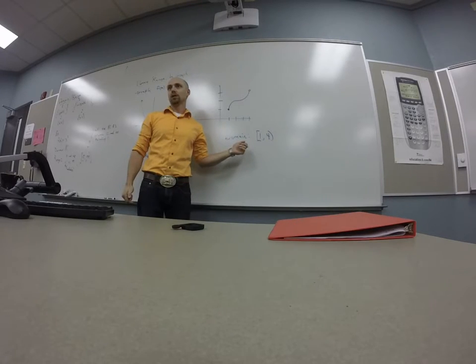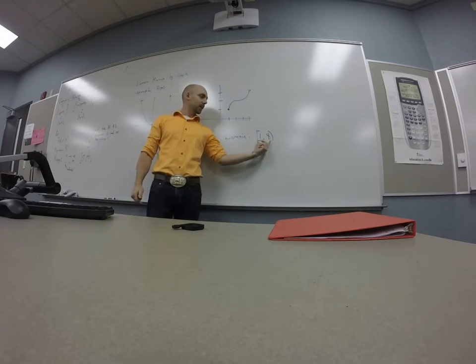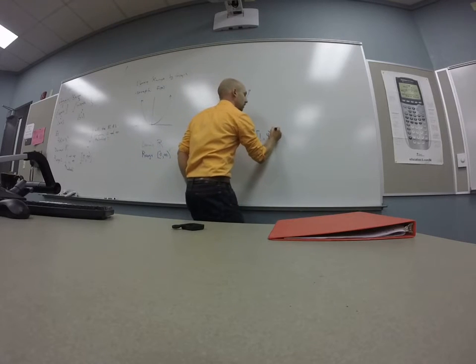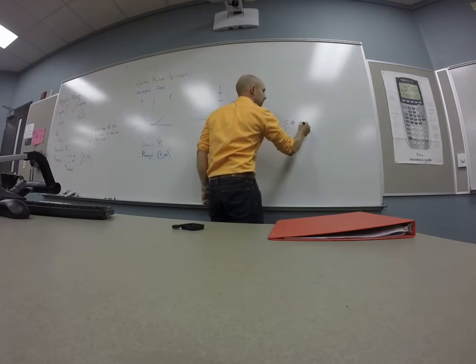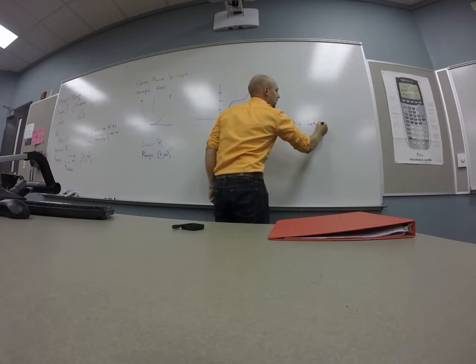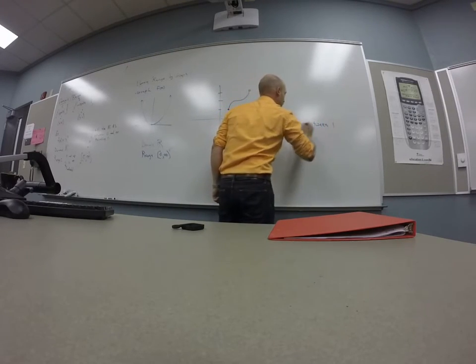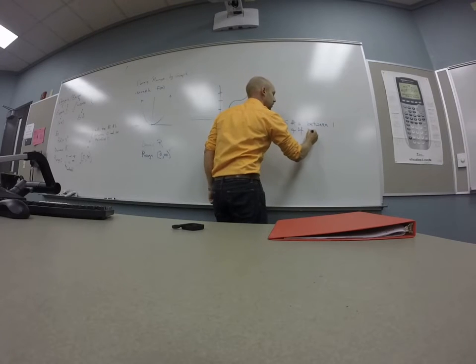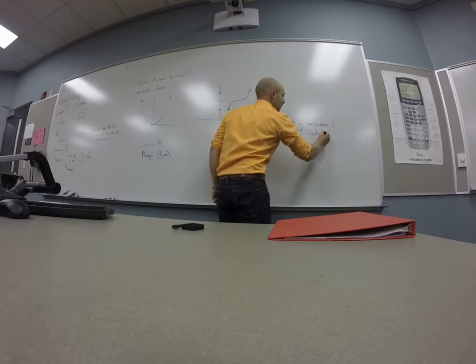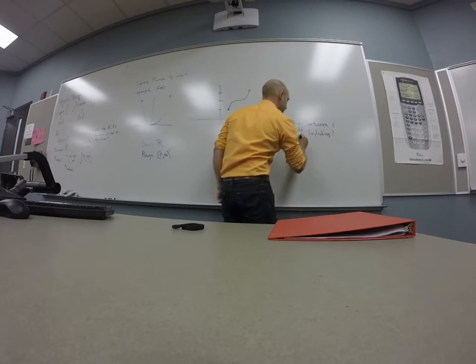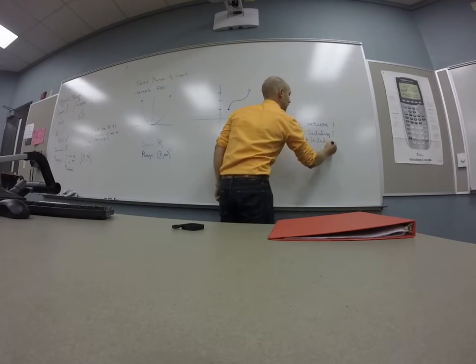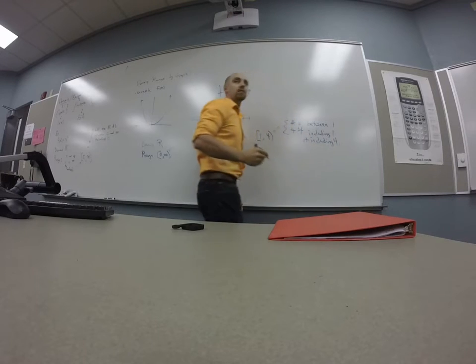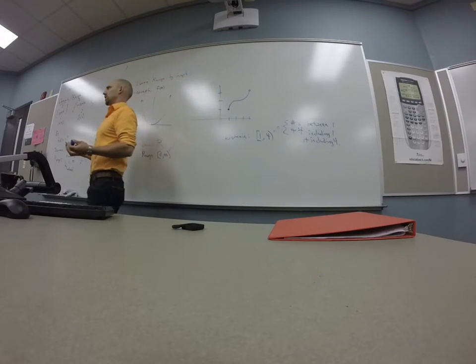You see this? So if I was reading this thing in English, I would think numbers between 1 and 4, including 1, not including 4. Does that make sense?